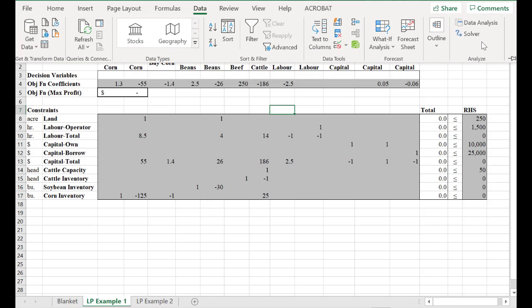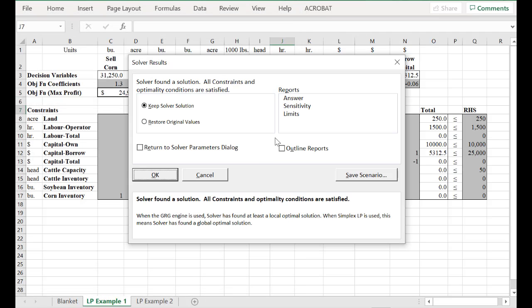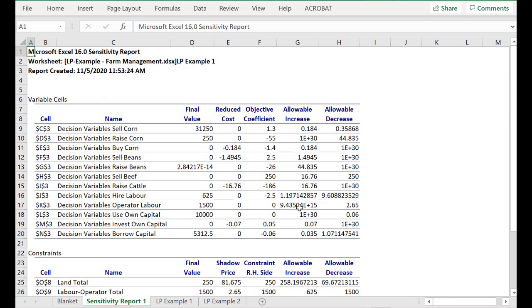So let's solve this problem again. Make sure you check this. This is where your variables are non-negative. And if you solve it, you generate the sensitivity reports. And here is the sensitivity report generated.